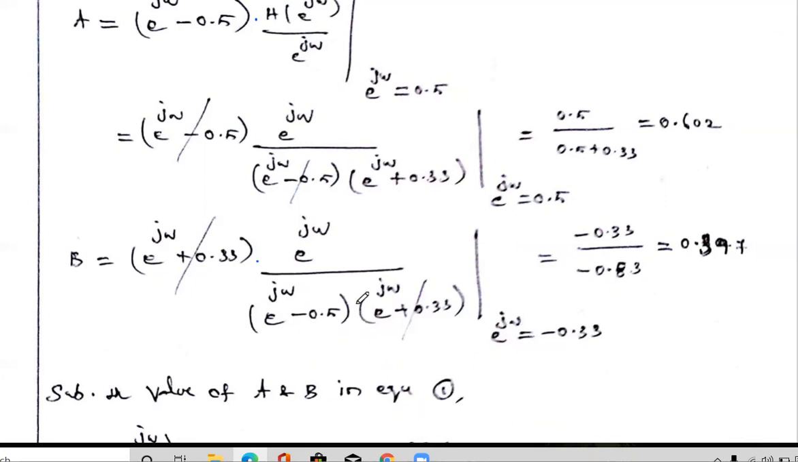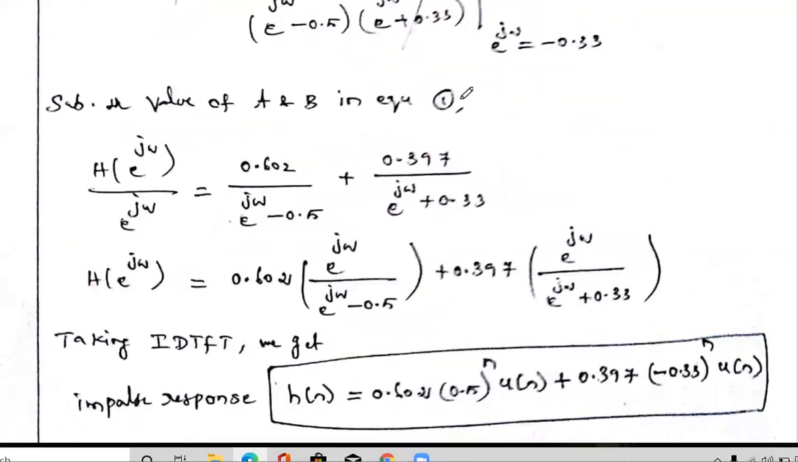Okay, so here these two terms get cancelled. In the remaining term, you just substitute e^jω with minus 0.33. So we will get the answer 0.397. Okay, so A is calculated, B is also calculated. So what is the next step? We have to substitute this A and B in that equation number 1. Okay, that is the partial fraction form.